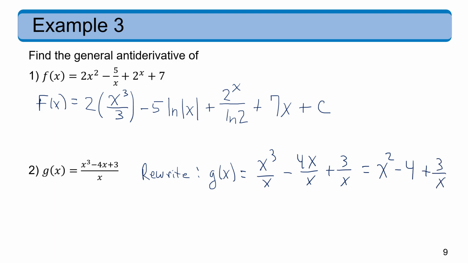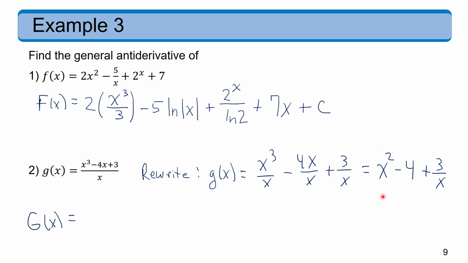So now it's no longer a quotient, right? You might think the 3 over x is a quotient, but because the numerator is a constant, that's not really the same kind of quotient of two functions of x. Okay, so now we're ready to find our antiderivative, which we'll call capital G of x. And because we have a sum and difference here, we can just go term by term. We'll do 3 separate antiderivatives.